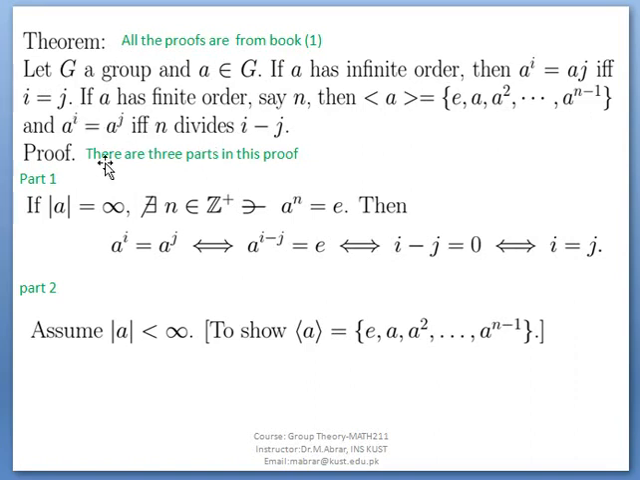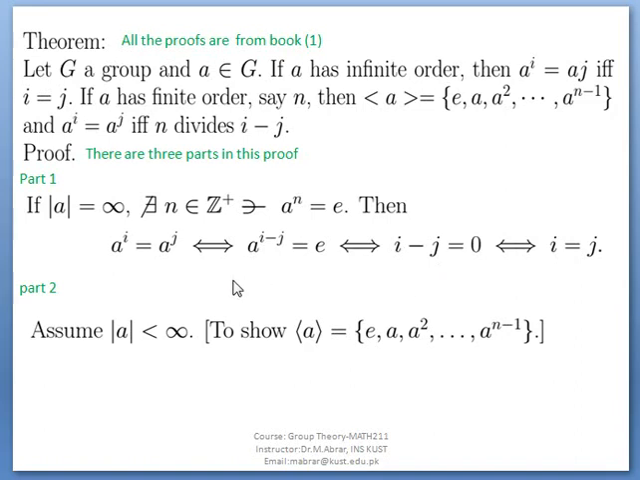So there are three parts in this proof. Part 1: first we assume that the order is infinite. It means there does not exist any positive integer n which gives a^n equal to e. So if a^i is equal to a^j, this can be written as a raised to i minus j is e, and the only option left is that i minus j is 0, or simply they are equal.